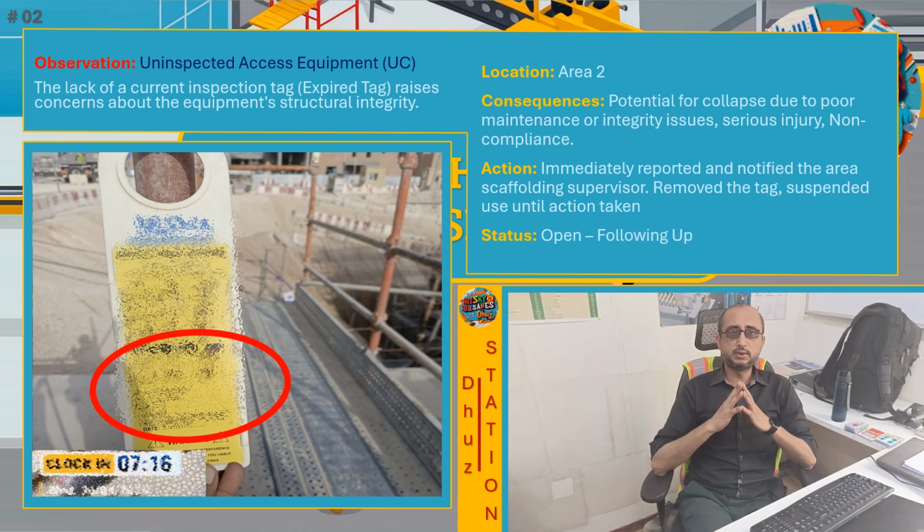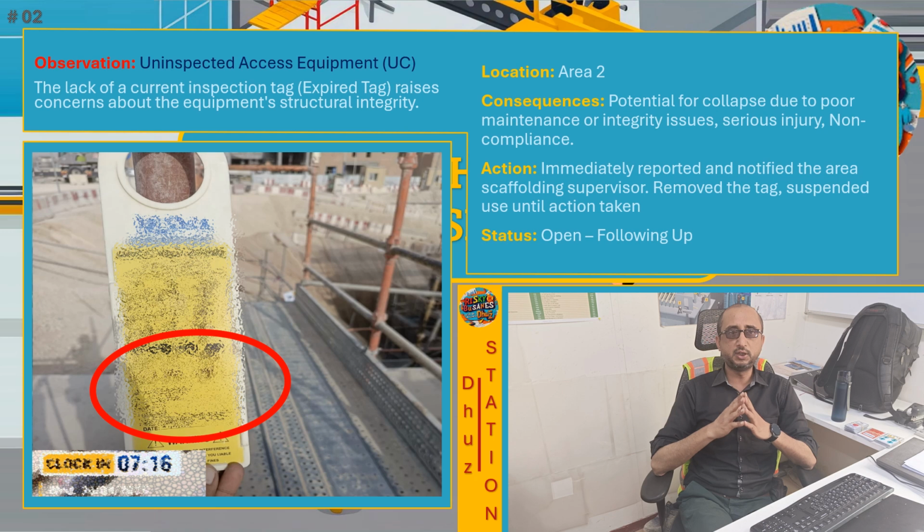This observation is labeled as uninspected access equipment, hazard category fall, and immediate cause unsafe condition. What is the issue here? Access equipment in use has an expired tag, which indicates maybe the inspection and maintenance procedures are not being followed effectively. Also, they doubt the structural integrity of the equipment. Location is area 2, and the consequences, obviously, if the structural integrity is compromised, maybe due to collapse, serious injuries may happen. Also, it is a case of non-compliance.